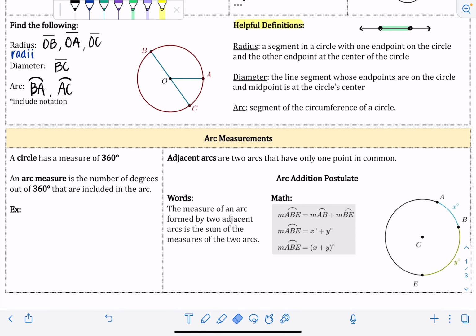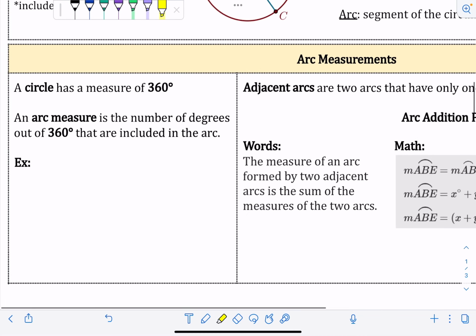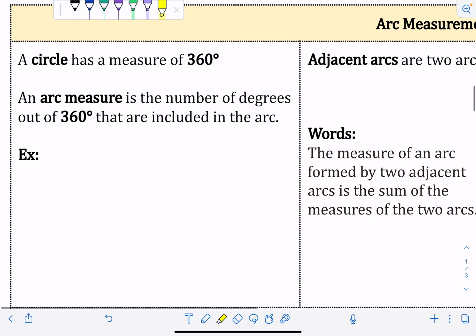The next section is about arc measurements. Starting on the left box, I'm just going to zoom in so there's not so much information on the page. Up at the top, it says a circle has a measure of 360 degrees. So all the way around the circle, we measure at 360. And then an arc measure is the number of degrees out of 360 that are included in the arc. So I'm going to draw a picture just to help us make sense of this.